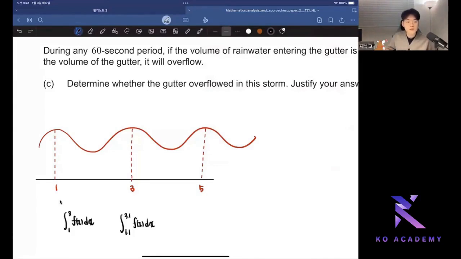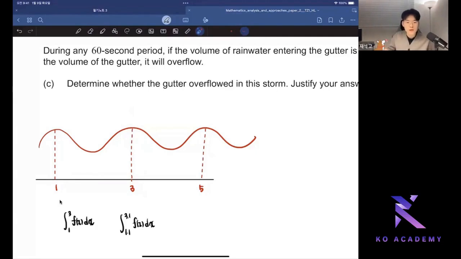Do you understand that integrating from 1 to 3 and integrating from 1.1 to 3.1 is the same, because the area is the same? The same area is being added and taken away. Do you understand what I'm saying? When the period is 2, if I take an interval of 2, no matter where I set it, the area will always be the same. Do you guys understand why I'm saying this?